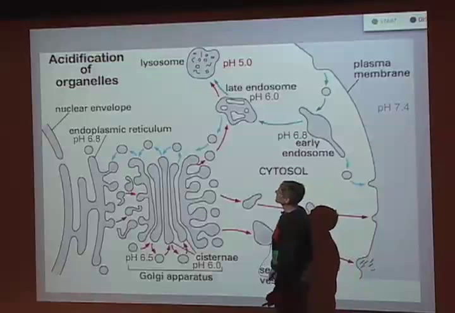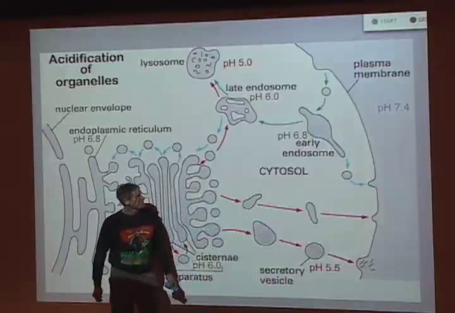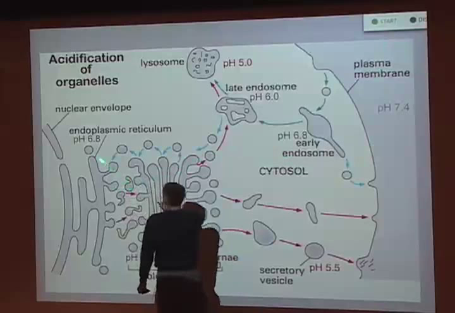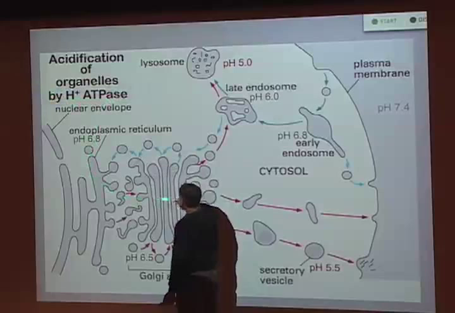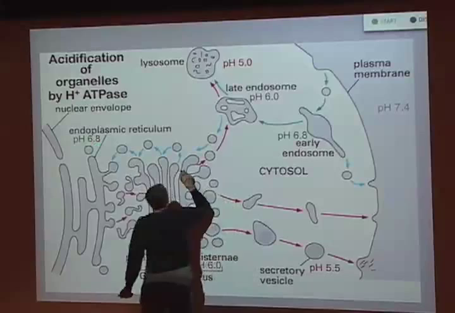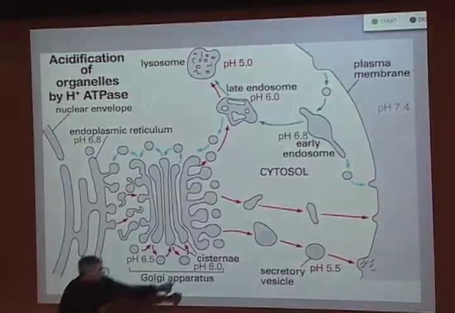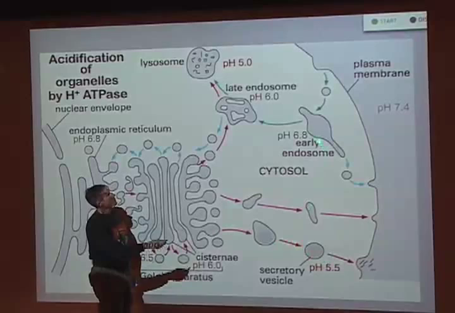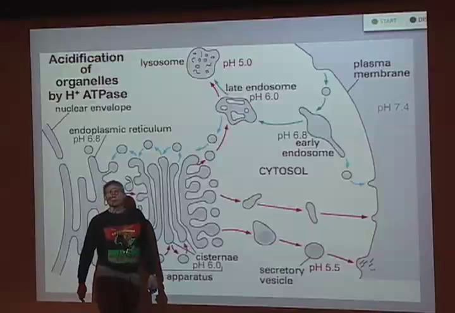There is an ATPase that makes lysosomes the most acidic organelle. The lumen of the ER has this proton ATPase, and it is present throughout the pathway, pumping protons inside. And the pH gradually lowers, from 6.8 to 5.5. You guys still awake? In secretory vesicles it's 6.8, in endosomes 6, and in lysosomes 5. So organelles are progressively acidified throughout the membrane pathway.